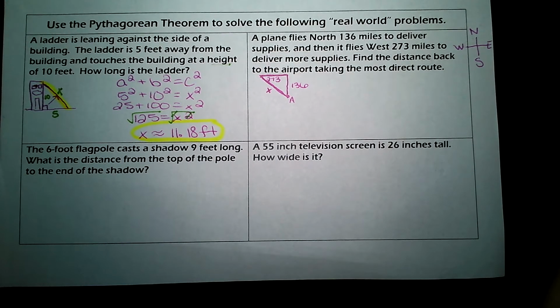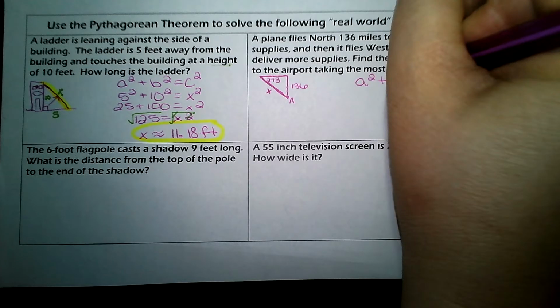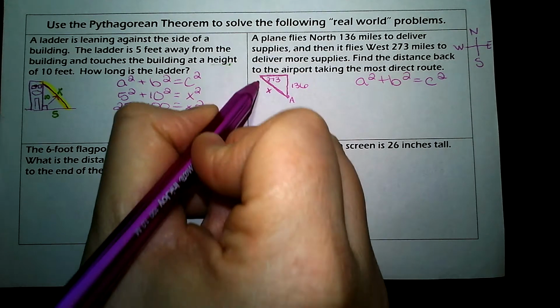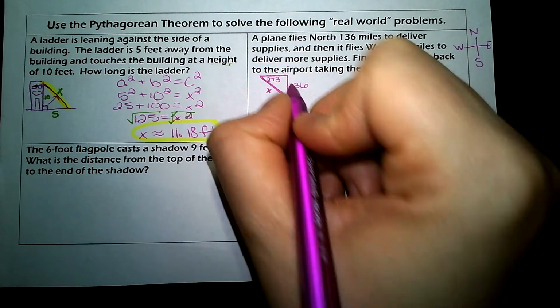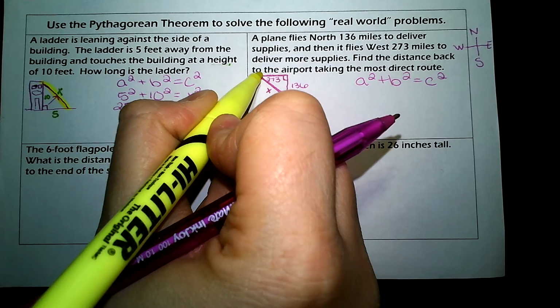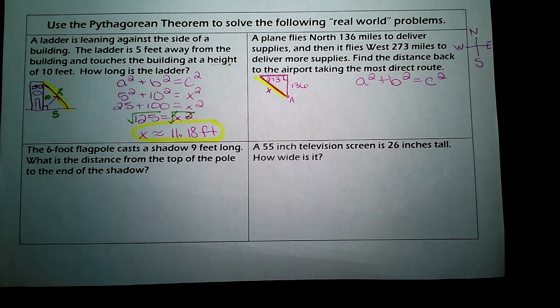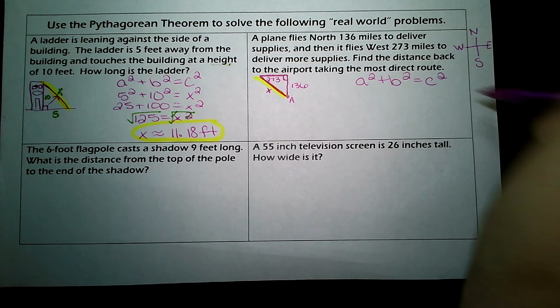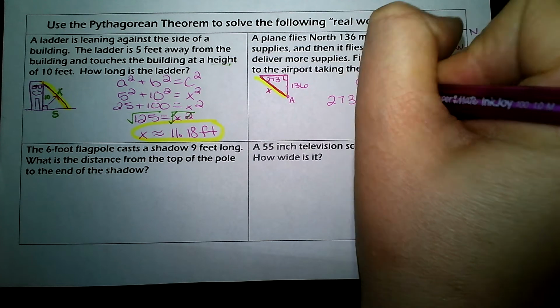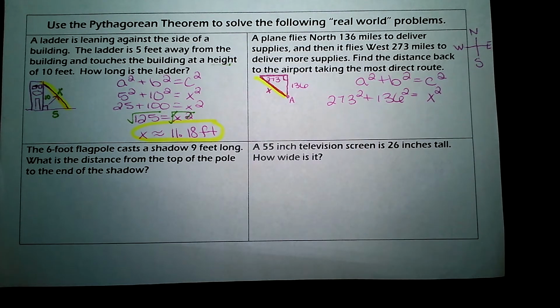Make sure that picture makes sense to you. If it doesn't make sense, we really can't move forward. If you can't draw the picture, you can't go a little bit further with it, okay? All right, now I need to decide what I'm solving for. A squared plus b squared equals c squared. I am solving for the distance back to the airport, which is across from the right angle in this picture, which makes that the hypotenuse. I'm solving for the hypotenuse again. So let's set up this equation. If I'm solving for the hypotenuse, the x squared goes on the right. The two legs are 273 and 136. Take a moment and solve for x.